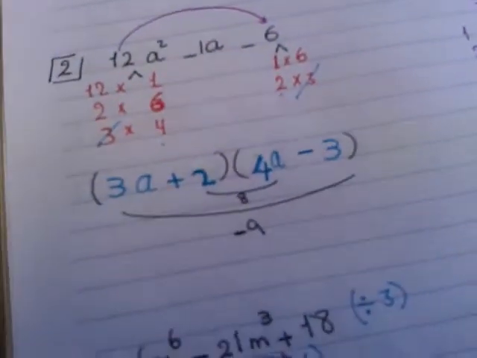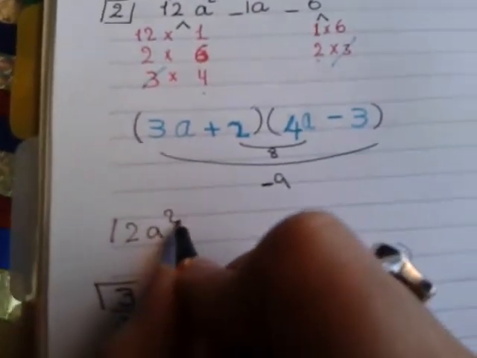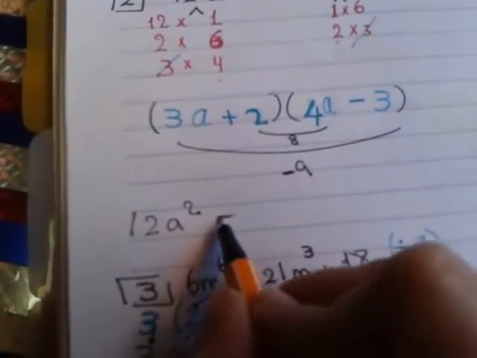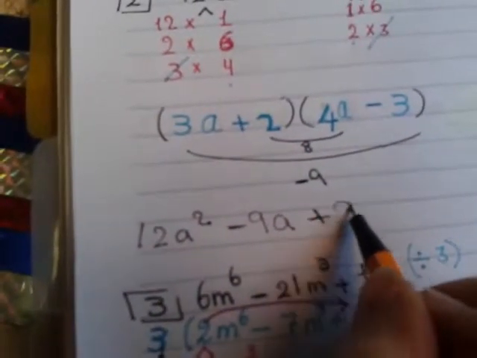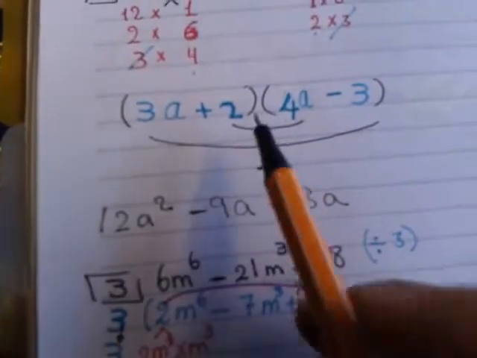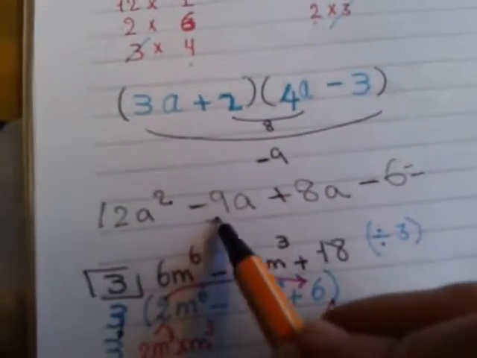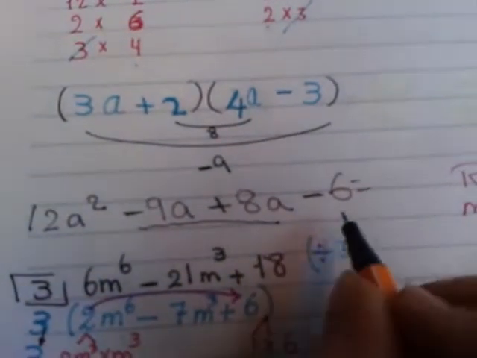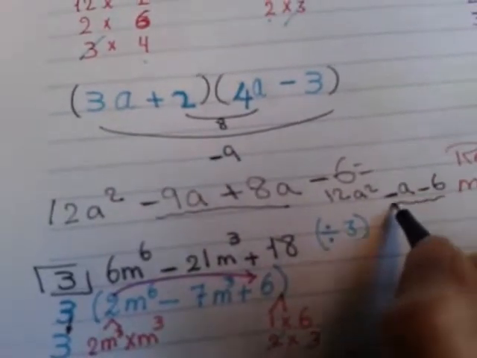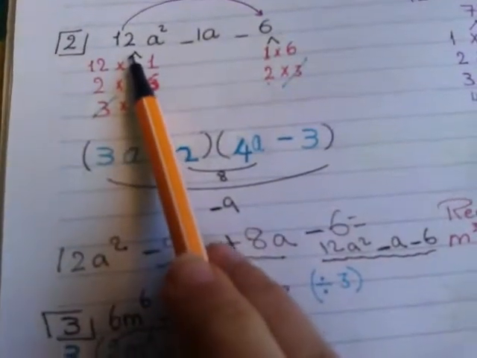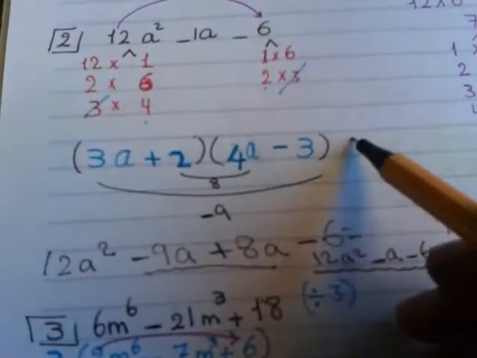If you need to check your steps, you can make the traditional way of multiplication: 3a by 4a is 12a squared. And 3a times negative 3 equals negative 9a. 2 by 4a, positive 8a. 2 times negative 3 equals negative 6. If you try to make them in the simplest form, you have to add these two terms. So the answer will be 12a squared negative a negative 6. So your problem is right, and your factorization now is perfect.